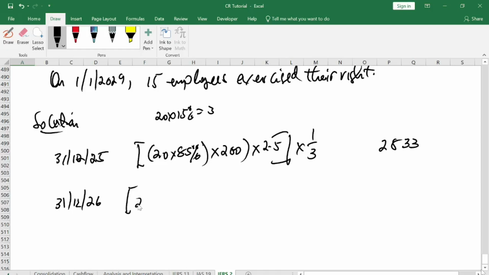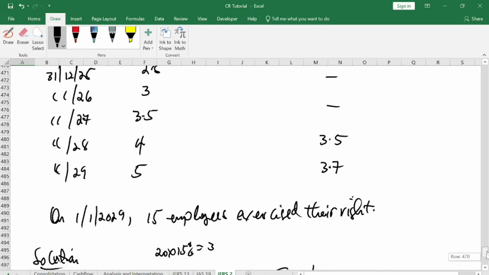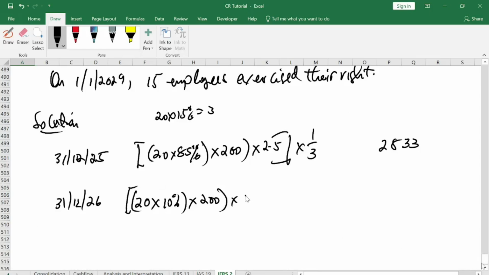All right. Then you come to 31st December 2026. So here you have 20 employees multiplied, they said 10 employees will leave. They projected 10 employees will leave, right? Multiply by 200 share appreciation. And what is the fair value as at 2026? It is 3. Okay, so then you weight it. Okay, what do we have? So this one will give you.